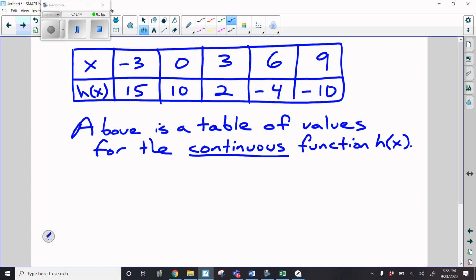Without that, if I just said above is a table of values for the function h of x, if I omitted that word continuous, I can't do any IVT problems for this table because I need to know it's continuous. And with a table, they're going to have to tell you that because you can't know for sure based on a table. We only see those five points, right? It could have a jump in it, it could have an asymptote, who knows what.